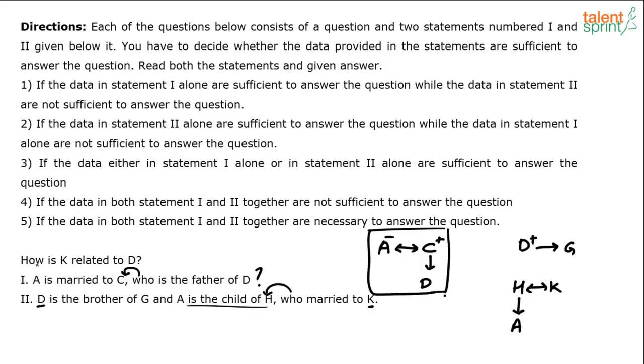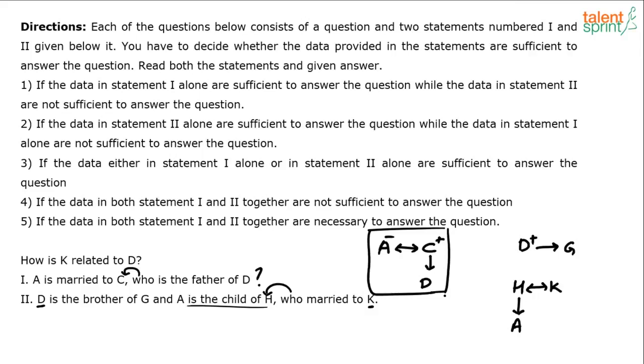And see, understand how K is related to D. For that to be answered, we should know the gender of K definitely. Are you able to follow? Even if you try to look at it, for us to answer how K is related to D, we should definitely know the gender of K. We need not know the gender of D, but we should definitely know the gender of K, and statement 2 is the only statement which is talking about K.